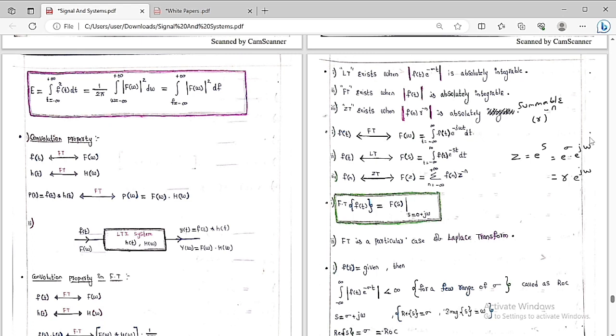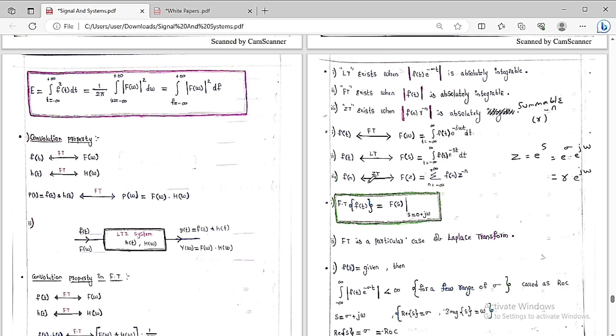Now let's go for another point. Suppose for f of t, if you apply the Fourier transform, we are going to get F of omega, which is equal to the integration from t is equal to minus infinity to plus infinity of f of t into e to the power of minus j omega t into dt. This formula I already told you. Suppose for f of t, if we apply the Laplace transform, then we are going to get F of s is equal to the integration from minus infinity to plus infinity of f of t into e to the power of minus s t into dt.